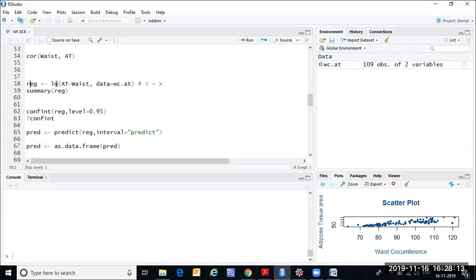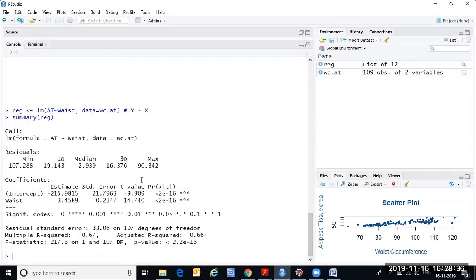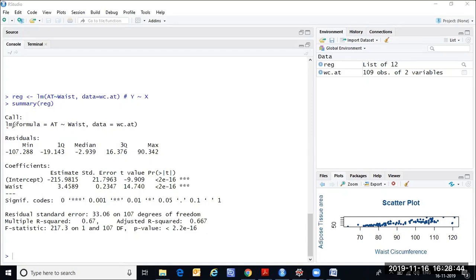So now I'm building this linear regression model and capturing the result into a variable called reg. Let's build this. Y is the adipose tissue, X is the waist. Now let us see the summary of this result, summary of reg. Pay attention here, friends. So this is nothing but the formula we have used, lm of y tilde x. That's okay. Residuals, I'll come back to that. Let's look at the coefficients.